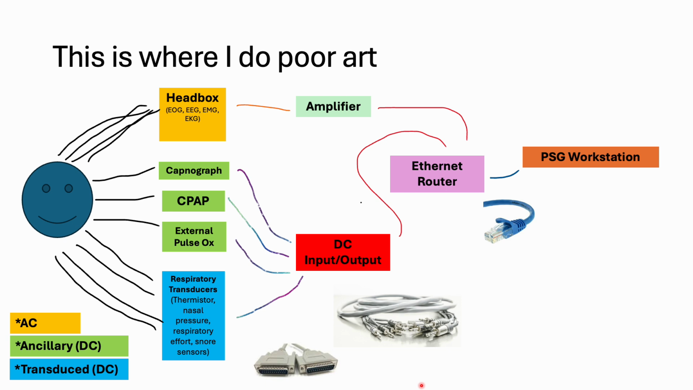So, the EOG, EEG, EMG, those are all electrical signals coming off of the patient themselves. Those either go straight to the Ethernet router if they have the amplifier built into the head box. Next, in green, we have ancillary devices which measure non-electrical signals like CO2 or your pulse oximetry.